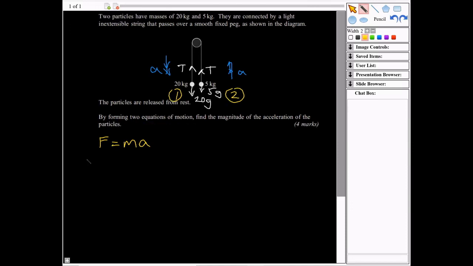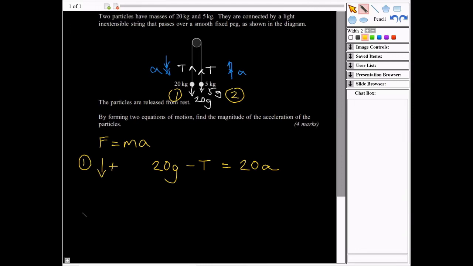So I'm going to do first of all for number 1. For this one, because the acceleration is going to be downwards and the force of gravity is going to be greater than the tension, I'm going to use the downward direction as positive. So down is going to be positive. In this case, 20g is going to be positive, and then I'm going to have minus T because that's going to be upwards. That is going to equal the mass times the acceleration, 20 times a.